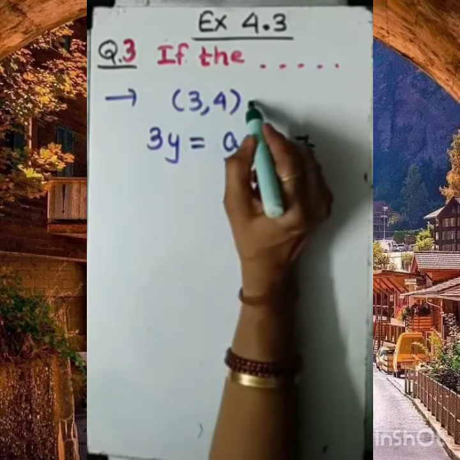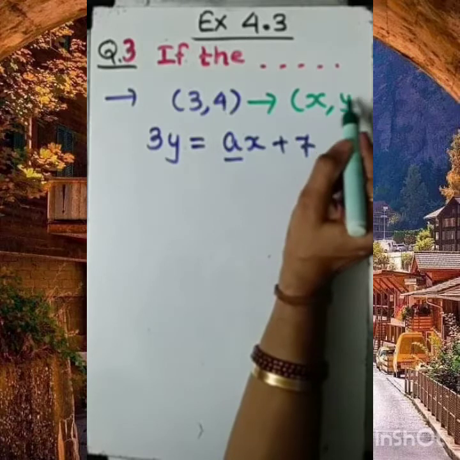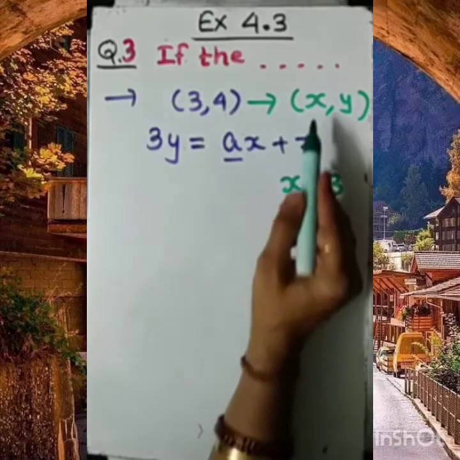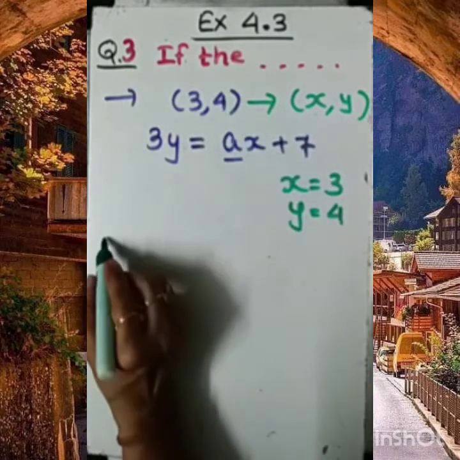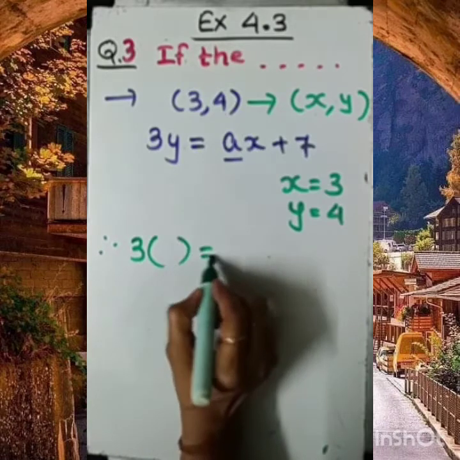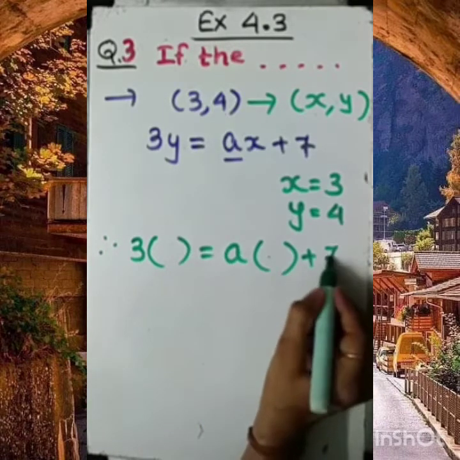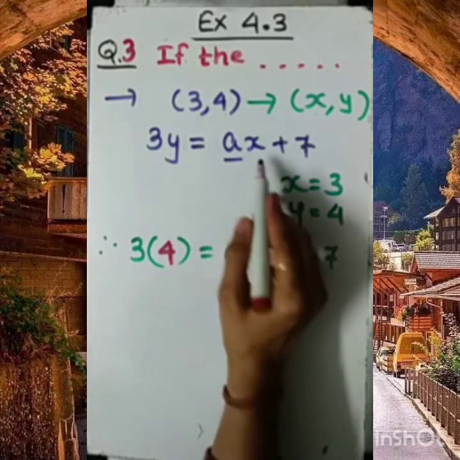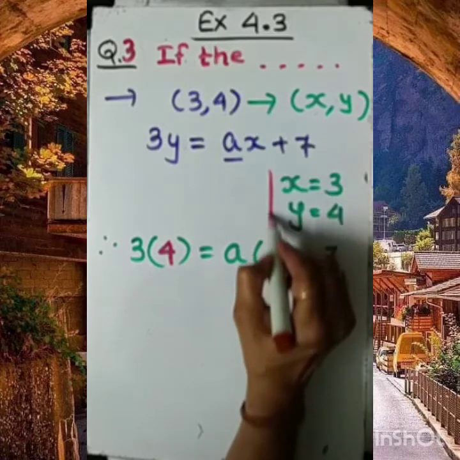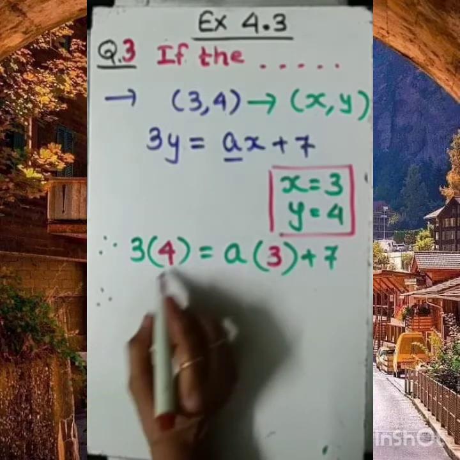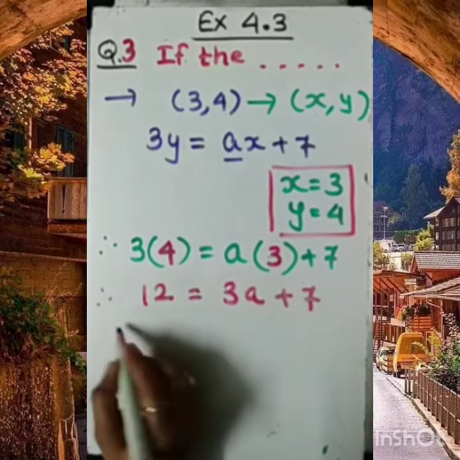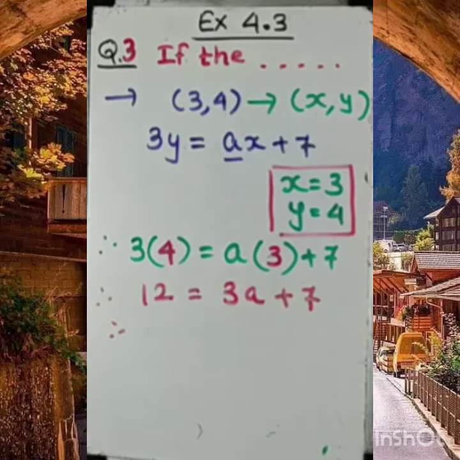Because if we compare with (x, y), then the value of x will be 3 and the value of y will be 4. This is 3 and this is 4. Got it? So what is the value of y here? Value of y equal to 4. What is the value of x? That is 3 here. So, my dear student, 3 times 4 is 12, and 3 into a is 3a, plus 7. Clear to you? That is 12 equal to 3a plus 7.